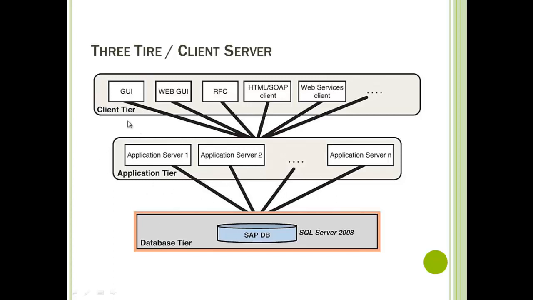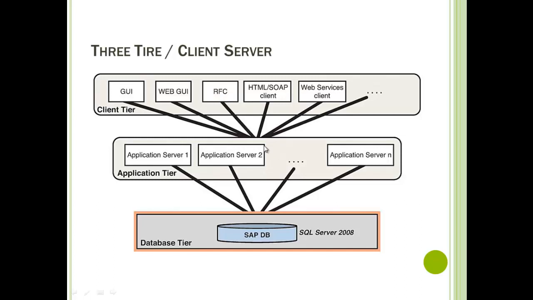The client tier is where we have the SAP GUI, web GUI, and it can also be RFC. RFC means remote function call. It can be another SAP system which is calling this SAP system, or it can be a non-SAP system. A non-SAP system can also call SAP. For example, some Microsoft servers have remote function calls, where using that remote function call you can call an SAP system.